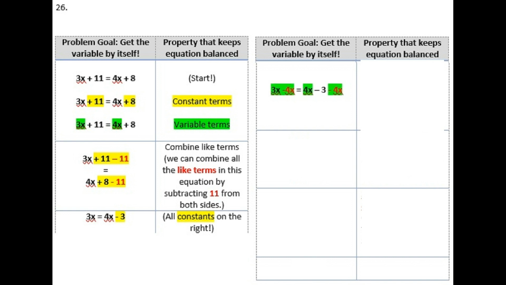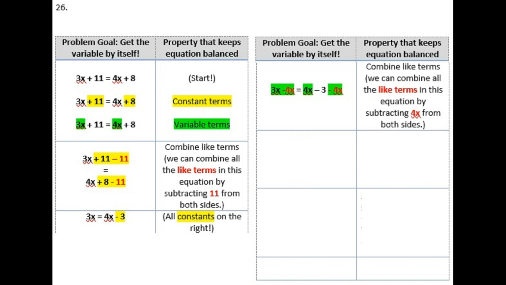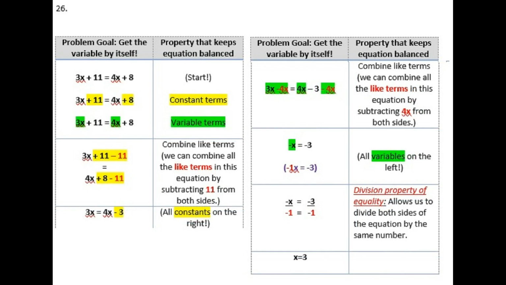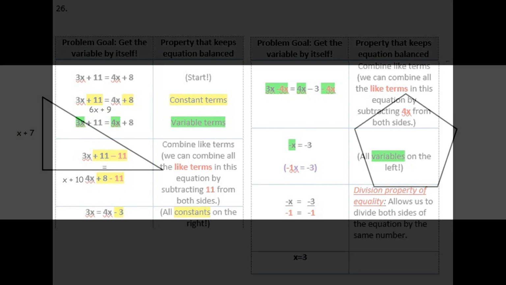However, to solve this thing, we've got to get our variables on the other side. So we're going to subtract 4x from both sides, because we're going to take it away from the right-hand side, but put it on the left-hand side. So 3x minus 4x is negative x equals negative 3. All my variables are on the left. And remember that negative x is the same thing as saying negative 1 times x equals negative 3. That's the purple part right there. So the last step is to divide by negative 1, and x equals 3. All right, so that's the solution for the first one.